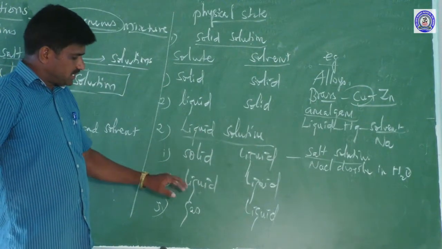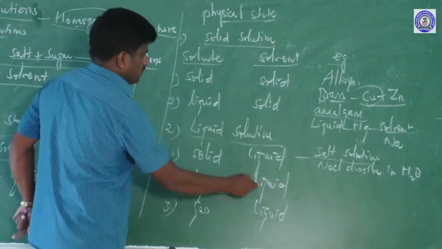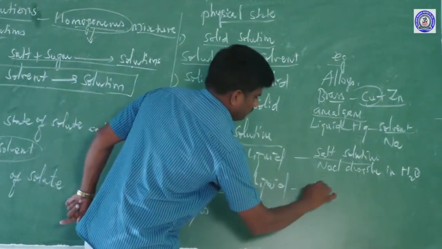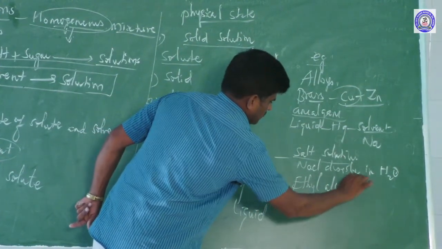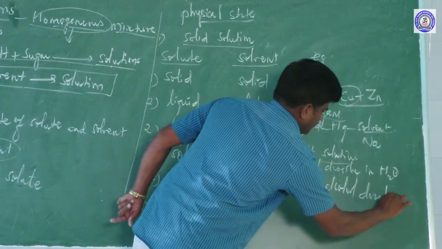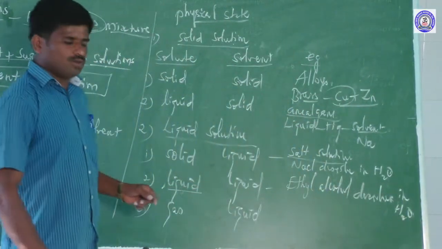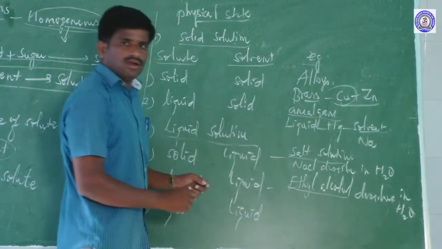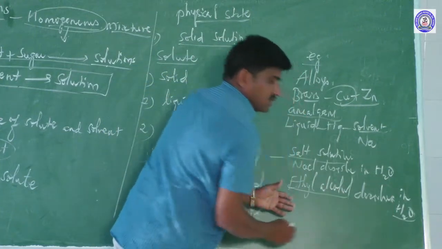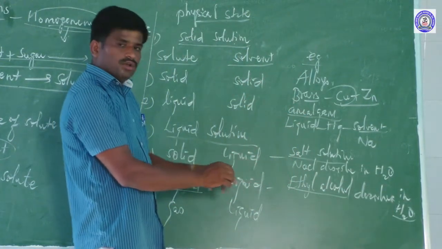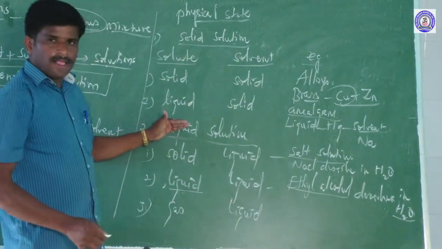We go for the next example, liquid in liquid: liquid solute and liquid solvent. The best example is ethyl alcohol. Ethyl alcohol dissolves in water. We know the state of ethyl alcohol is liquid, and water's state is also liquid. So here liquid dissolves in liquid. Such a solution is an example of a liquid solution.